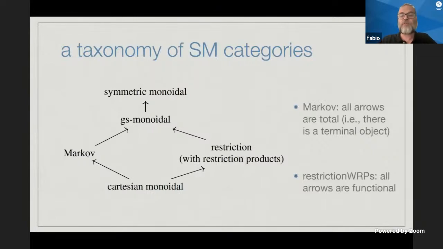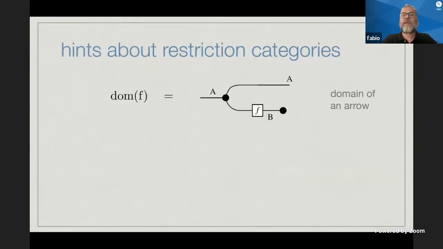Okay, restriction with restriction product, because restriction categories in general are more general, since they do not actually require the existence of an underlying tensor. But in general, I can say that we have this taxonomy here. And all of this you will find discussed in this paper with Tobias Fritz and others.